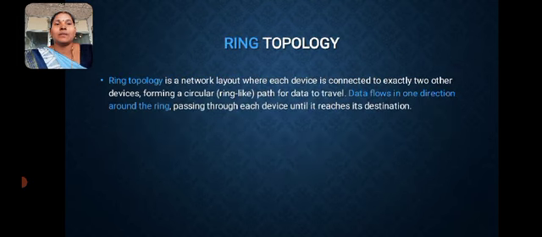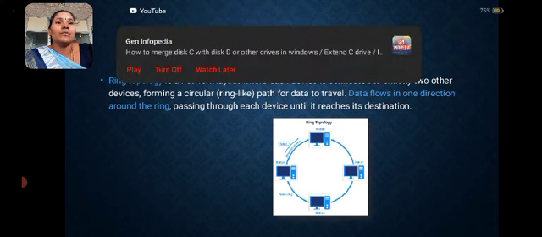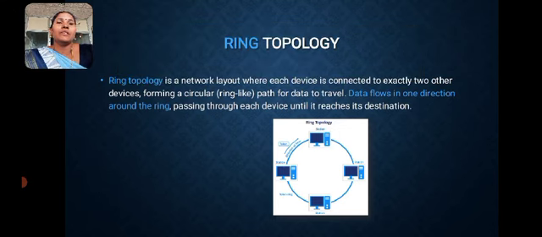The next one is ring topology. Ring topology is the second network topology. Each device is connected to exactly two neighboring devices. In this diagram, each device connects to its neighboring device, creating the form of a circle or ring. The data travels through the ring. Data flows in one direction around the ring, passing through each device until it reaches its destination.